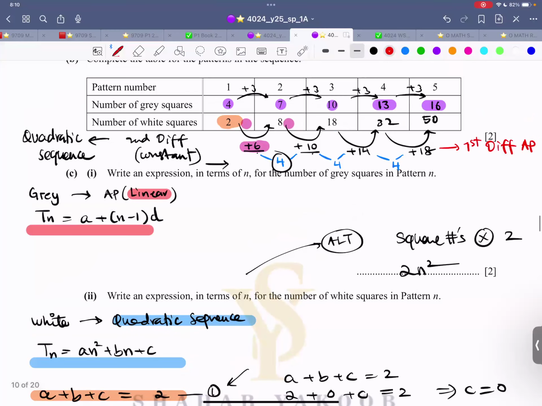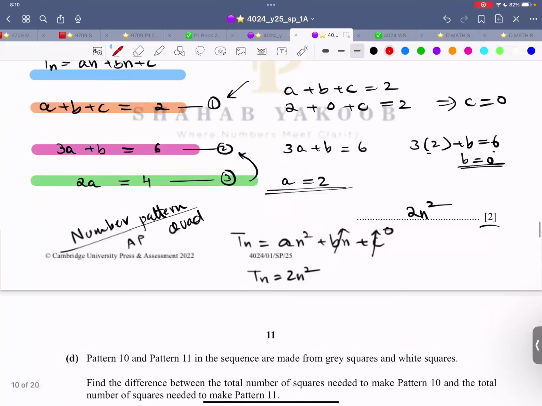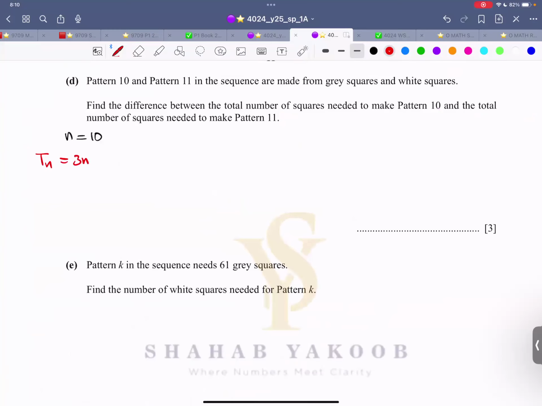So over here, A is 4. Common difference is 3. Therefore, Tn is A plus n minus 1 into D. That is A, which is 4, plus n minus 1 into 3. So 3n minus 3 plus 4, that is 3n plus 1. So Tn is 3n plus 1. Let me also write here Tn is 3n plus 1.